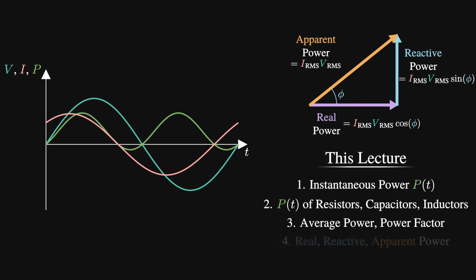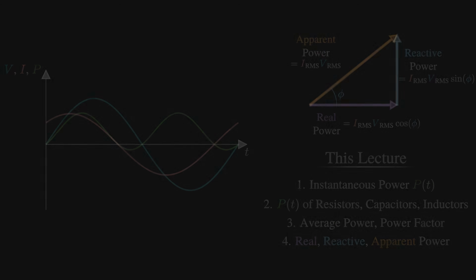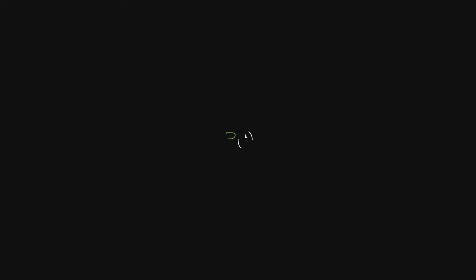Finally, we'll introduce real, reactive, and apparent power, and see how they combine to form the power triangle. By the end, you won't just know the formulas, but understand what they physically represent, and why they appear naturally in AC circuits. So let's begin with a very quick recap of some fundamentals.